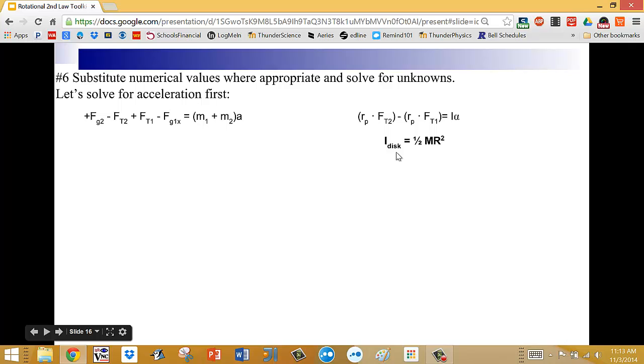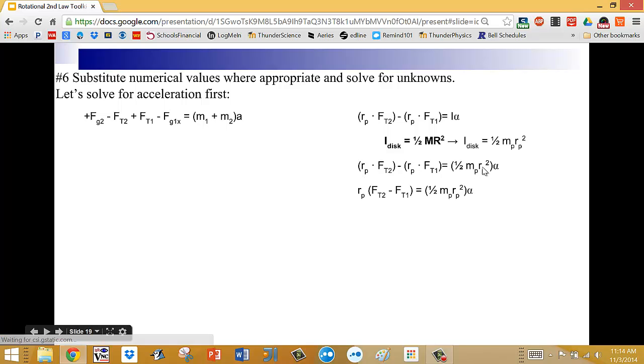It told us it's a disk, so the disk's inertia is calculated as 1/2 mr squared. Using the variables given to us, we're going to use the mass of the pulley as m sub p and the radius of the pulley as r sub p. Then we'll plug that rotational inertia of the disk back into our original equation to get this new equation. Then we'll factor out r sub p on the left-hand side, and divide both sides by r sub p, and that's what we end up with.